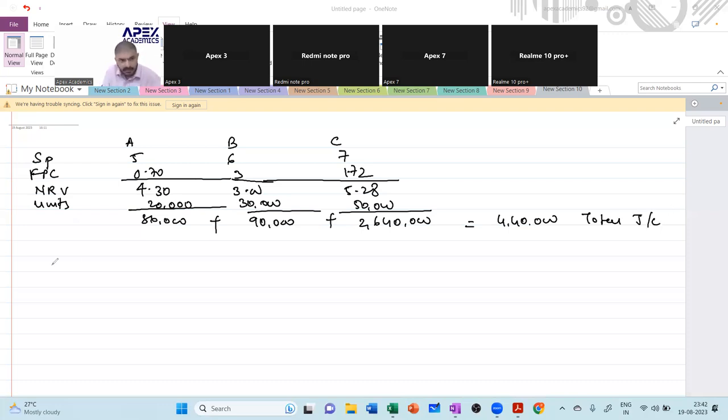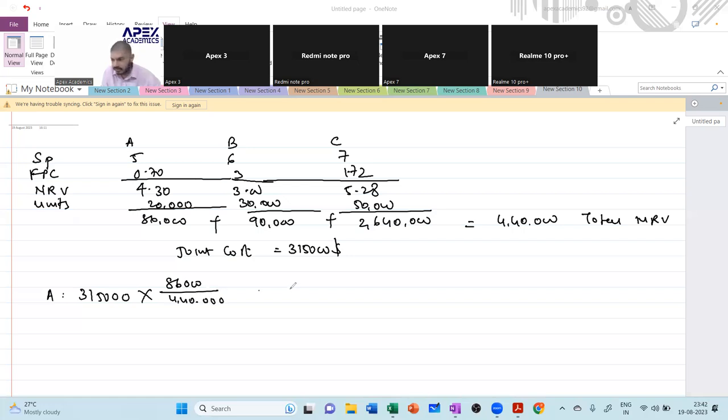Now, let's take a look at A. Oh, I'm so sorry. This is not total joint cost. This is your total NRV. What is your joint cost? $3,15,000. You have to split that $3,15,000 in the ratio of NRV. How much does this become? 61,568. How many units do I have? 20,000. What is the per unit? 3.078.